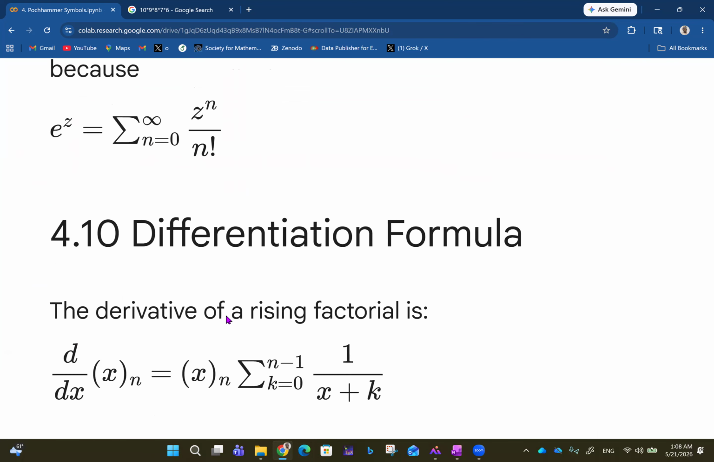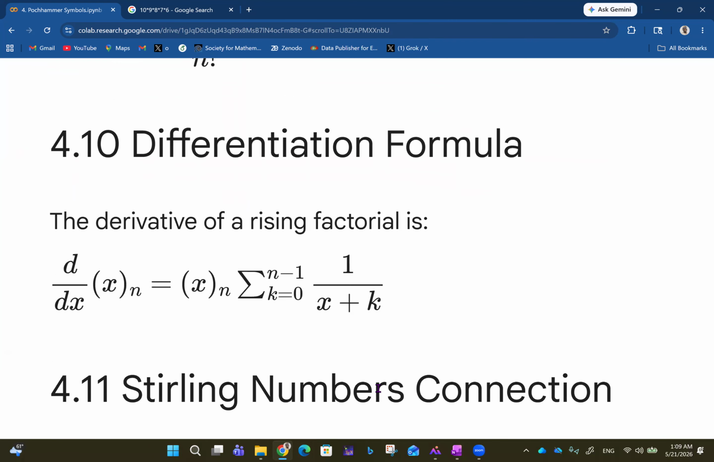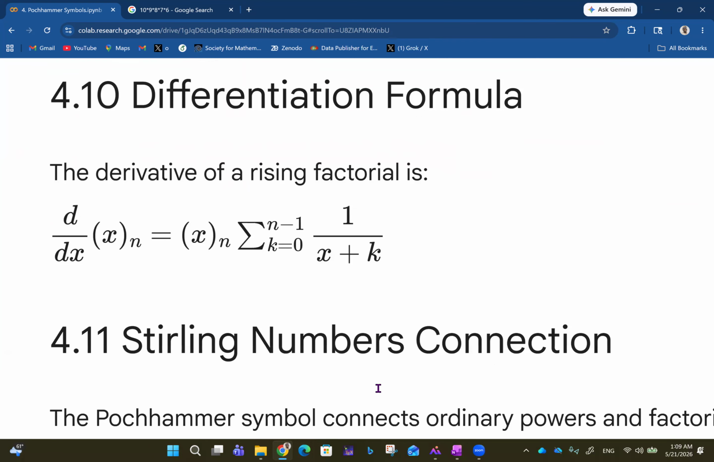Then we have the differentiation formula. The derivative of a rising factorial is simply this: d/dx of x sub n is simply x sub n multiplied by summation from k equals 0 to n minus 1 of 1 over x plus k, like that. So we have that.